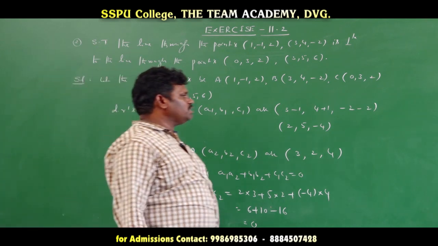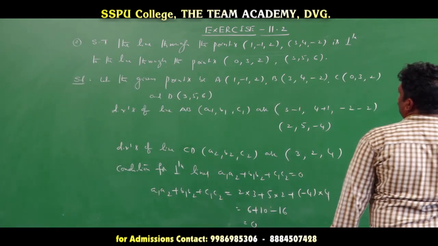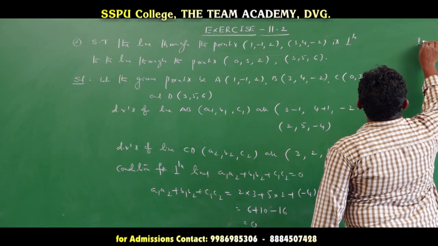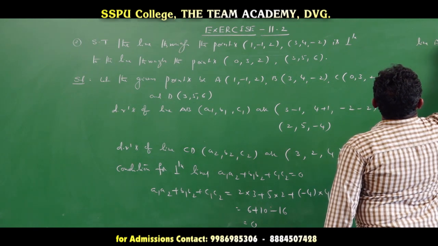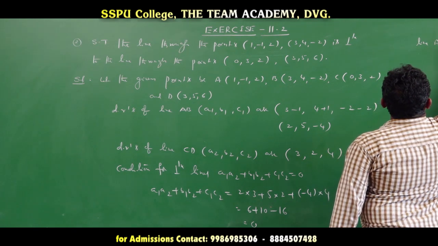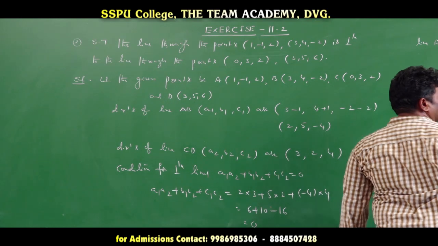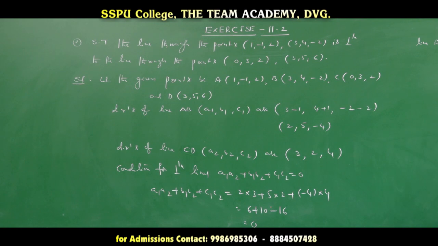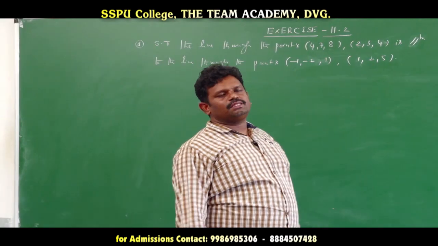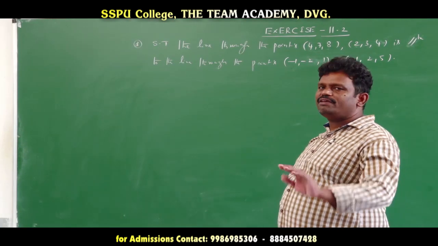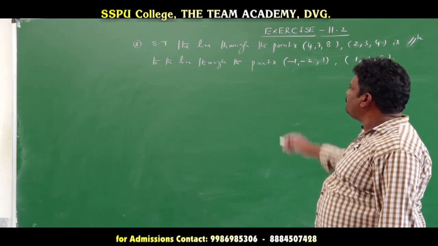So that's why the line AB is perpendicular to line CD. Okay? So the first line is perpendicular to the other line. Third question, same model. In the previous question perpendicular was given, here parallel is given.